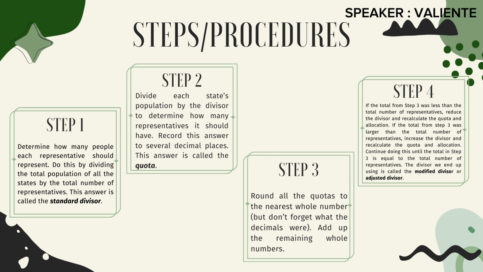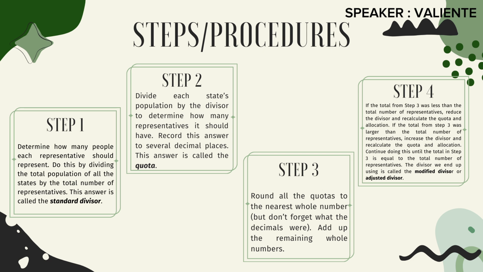Next is to divide each state's population by the divisor to determine how many representatives it should have. Record this answer to several decimal places. This answer is called a quota. Next is to round all the quotas to the nearest whole number, but don't forget what the decimals were, and add up the remaining whole numbers.